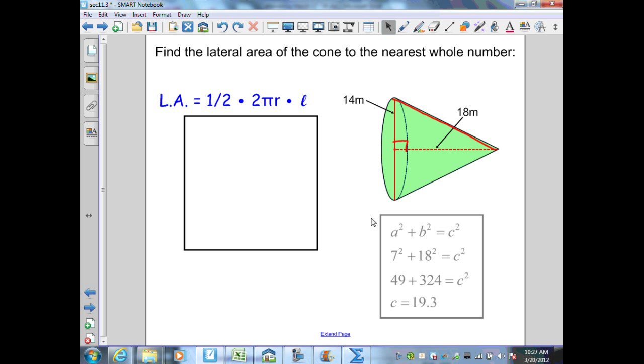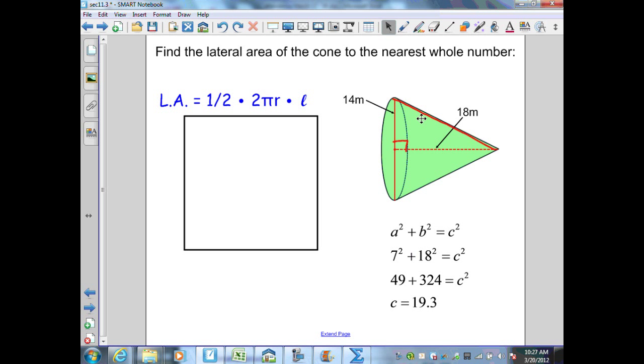Using the Pythagorean theorem, I'm going to get a squared plus b squared equals c squared. Substitute in. The radius of my circle is 7. The altitude is 18. And therefore, when I substitute it in the calculator and take the square root, I get c, which is the slant height, to be 19.3.